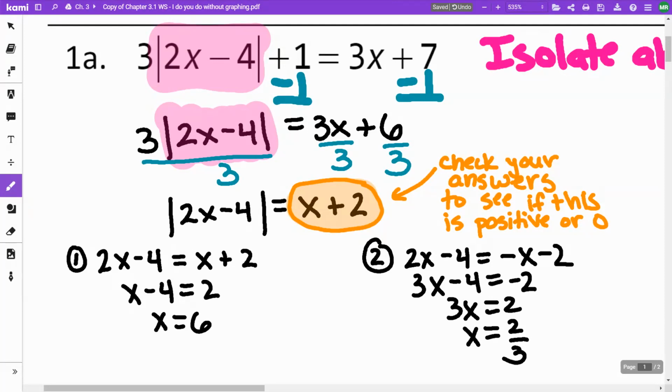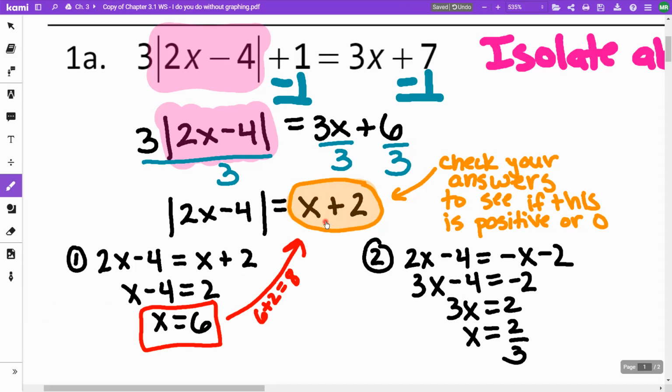Now, these two answers would be fine if I knew that what I circled in orange right here is not negative. If I put 6 in here, will this be negative? No, because when I put 6 in here, I'll get an 8. That's acceptable. So I'm going to be substituting it in here. And when I do, I get a 6 plus 2, which is 8. So that's acceptable. That's going to be an answer.